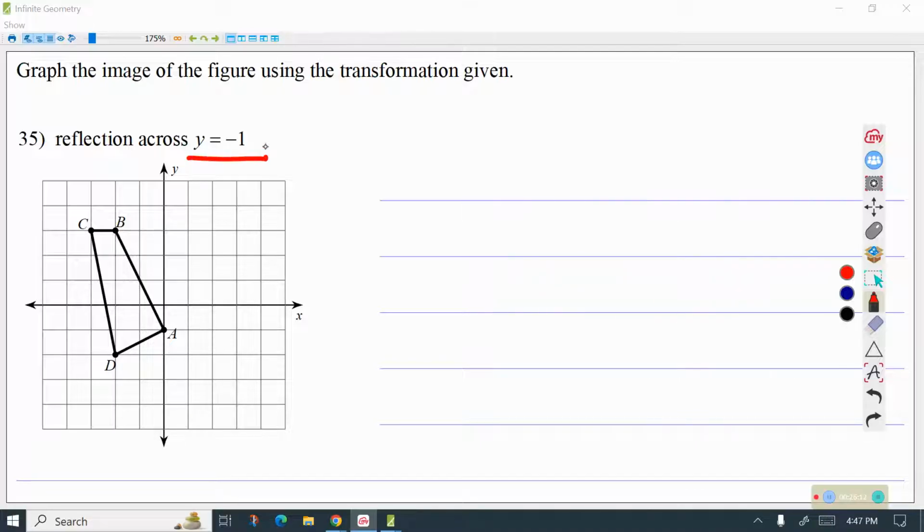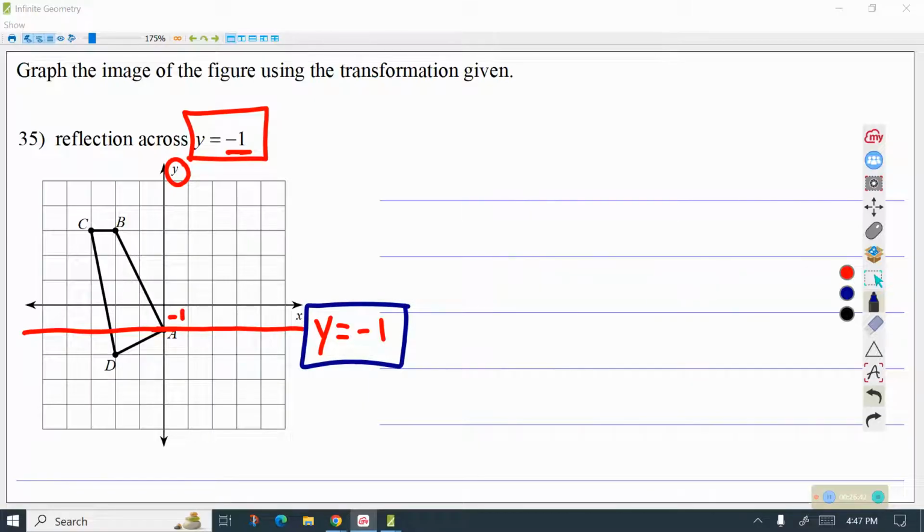So y equals -1. In order to graph y equals -1, I'm going to go to the y-axis, go to the number -1, and make a little tick mark. That's -1, right? What I do is take that mark and make it really, really long, and that's how I draw the line y equals -1. Every point on that red line that I just drew has y equals -1, and that's why we call it y equals -1. Now what I do is reflect everything across that.